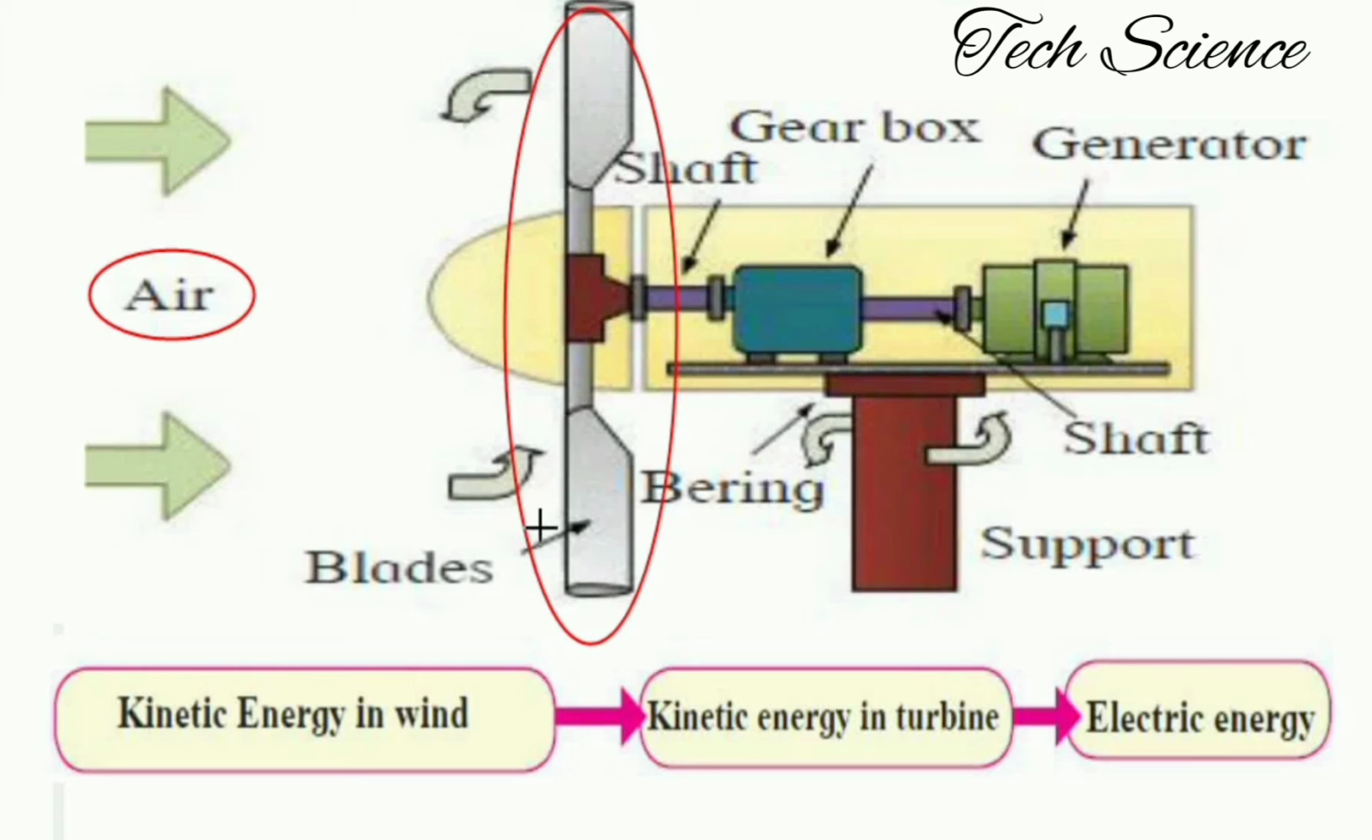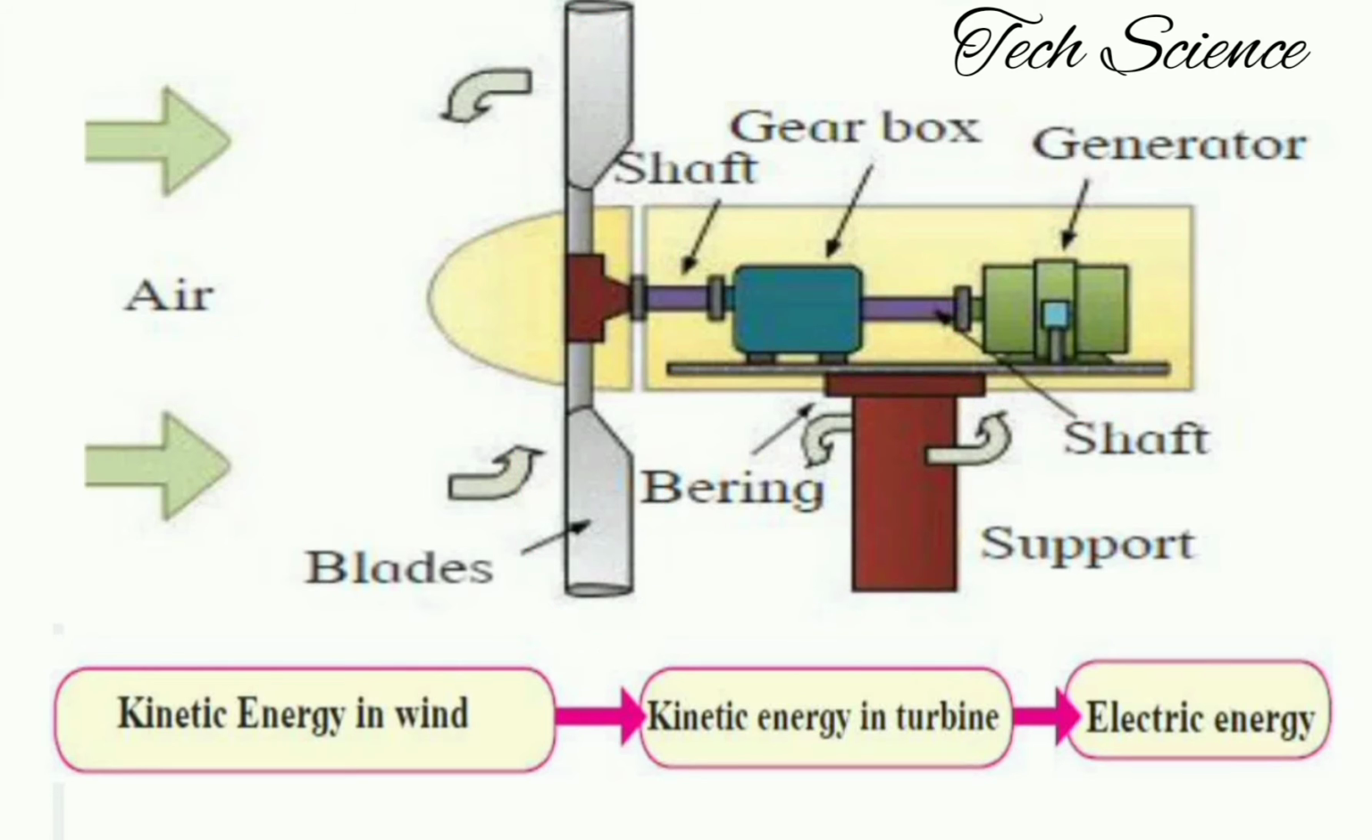This rotation has only a limited speed, and this much speed is not useful for us to create electricity. So you have to convert it into a higher RPM. What is RPM? Revolutions per minute, which in turn is connected to the generator. When the generator starts to rotate with sufficient speed, electricity is produced, and we use that electricity in our day-to-day life.